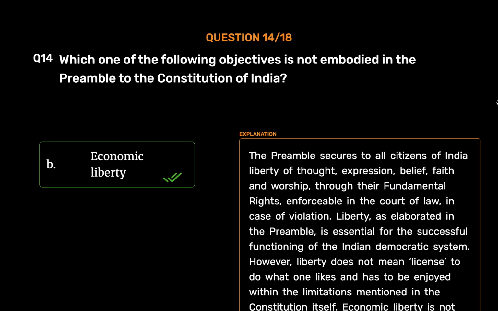Economic liberty. The preamble secures to all citizens of India liberty of thought, expression, belief, faith and worship, through their fundamental rights, enforceable in the court of law, in case of violation. Liberty, as elaborated in the preamble, is essential for the successful functioning of the Indian democratic system. However, liberty does not mean license to do what one likes and has to be enjoyed within the limitations mentioned in the Constitution itself. Economic liberty is not explicitly mentioned in the preamble.